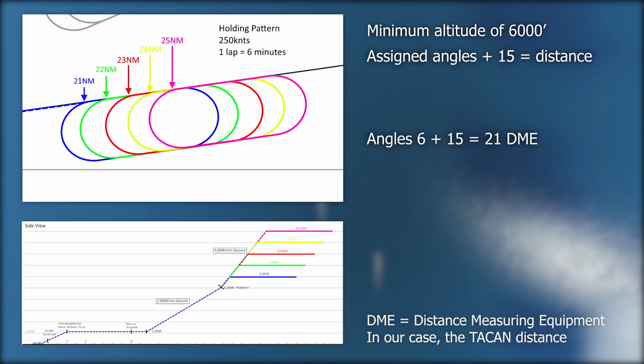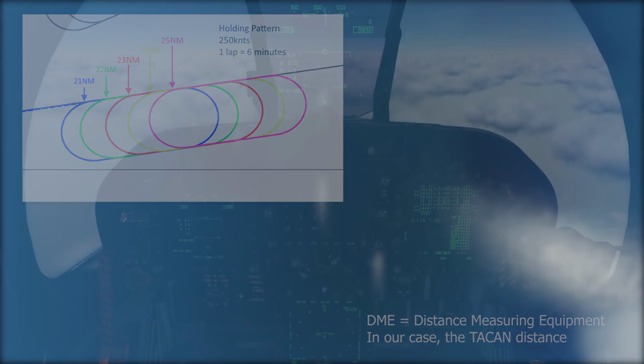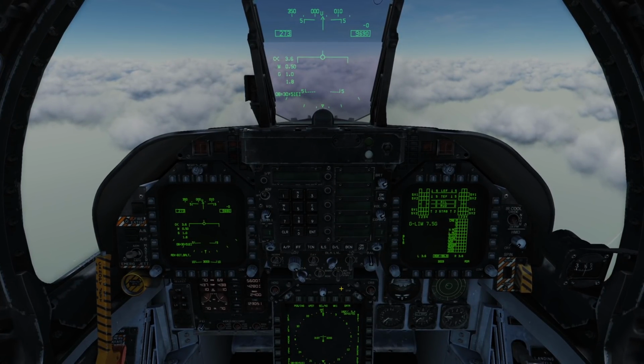If you were assigned angels 10, you would be at 25 DME. If you were assigned angels 54, you would be at 69. Hopefully you get the idea. So let's take a look at how we would do this. Let's assume we were given a holding angels of 6 on MOM's 235 radial.